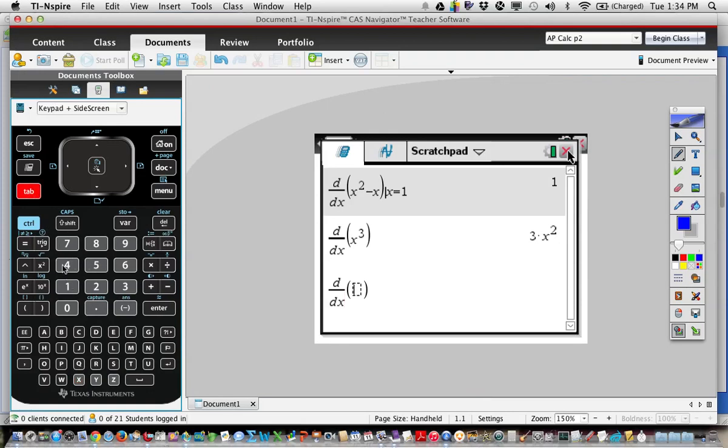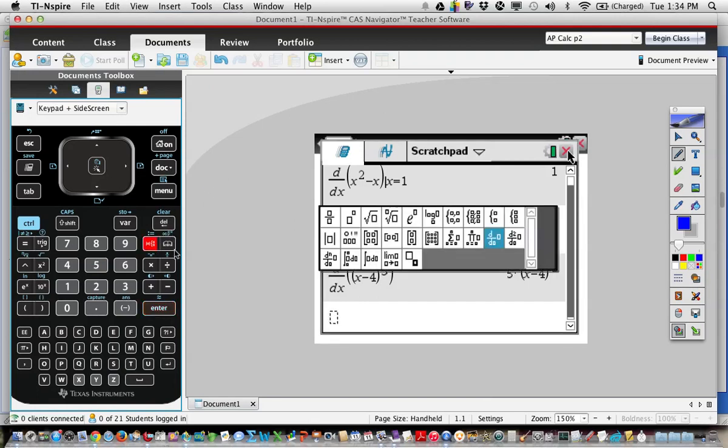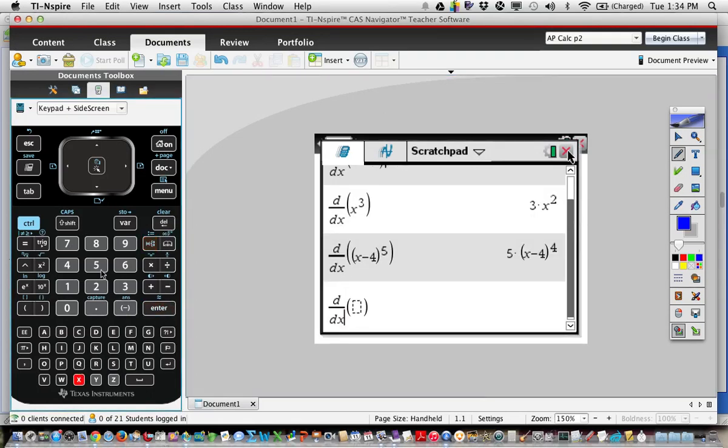So we can go in here and say, okay, what if I had parentheses, x minus 4, raised to the 5th power. Look at that. It gives me that derivative. Okay? One more here real quick. So you can use your calculator as kind of an electronic solutions manual, I guess you might say, where you can go in here and you can check these.